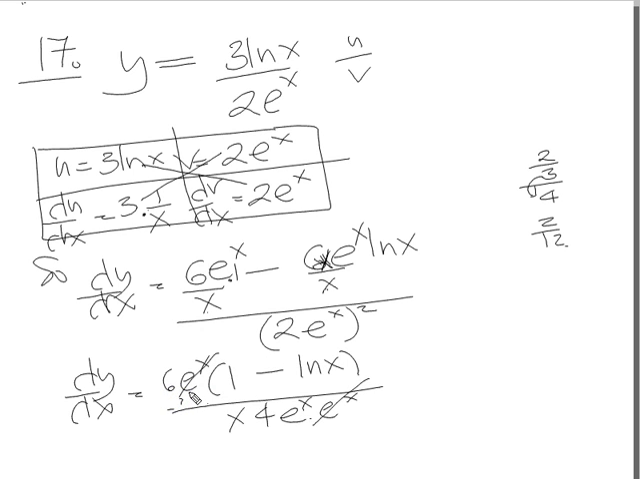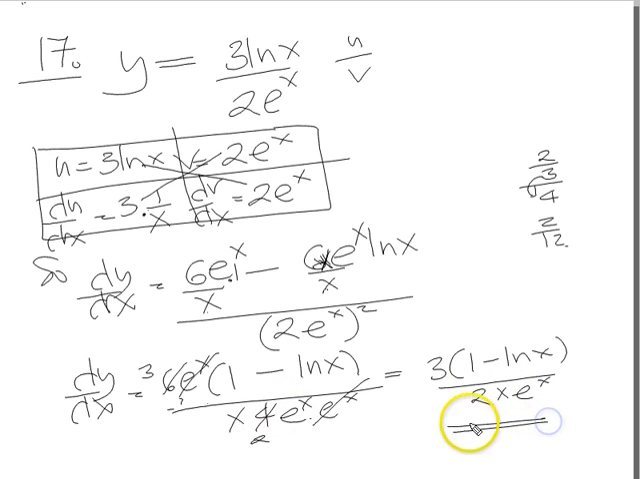There's an e to the x common top and bottom. Also the 6 and the 4 have 2 common, don't they? So you could write 3 over 2. So what do we end up with then? 3 times (1 minus log x) divided by 2x e to the x. That's good. Bit of a rigmarole, wasn't it?